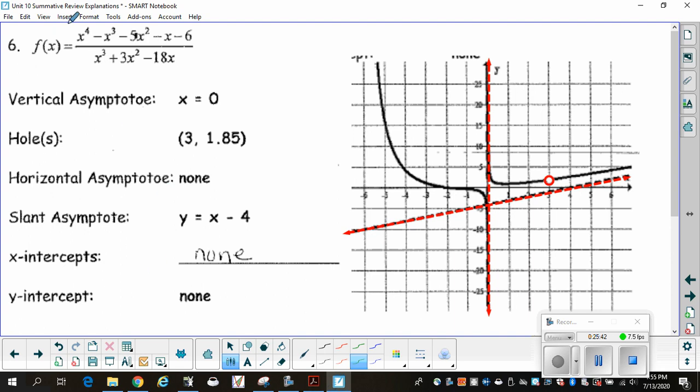Finally, number 6. Again, you're going to factor this. Actually, you're going to factor the bottom. The numerator gets a little bit crazy to factor. It's the 4th degree. It's a big old crazy one. And then you're going to look at your horizontals, slants, x-intercepts, and y-intercepts.